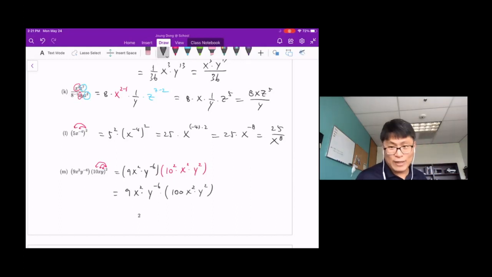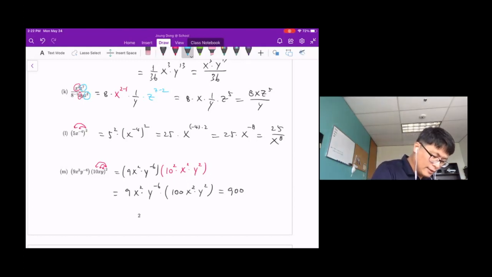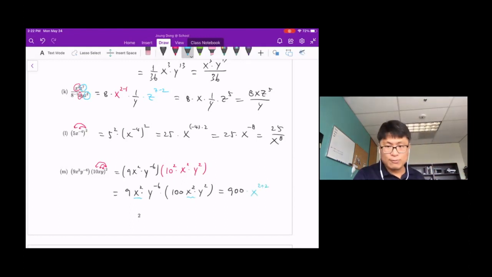Okay, now it is time to take care of the coefficient and like terms separately. Okay, coefficient. There is 9 times 100. We know what that is, right? 9 times 100 is 900. And then let me take care of the x term. Can you see the blue underline? So it is a product, which means we're going to add up your exponents, right?